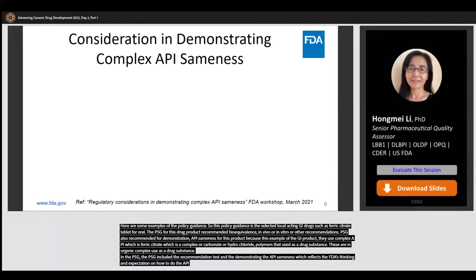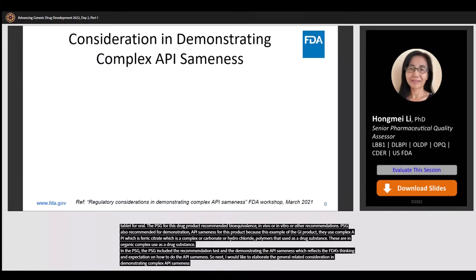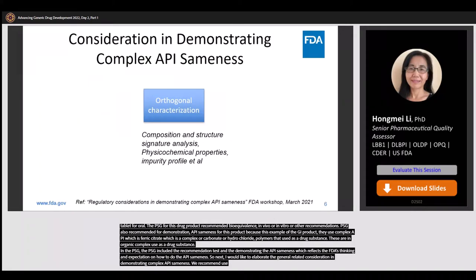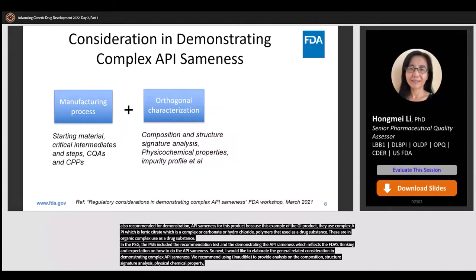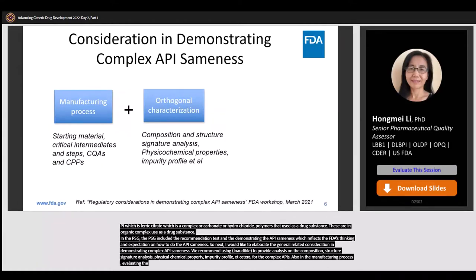So next, I'd like to elaborate on the general regulatory consideration in demonstrating complex API Sameness. We recommend using orthogonal characterizations to provide analysis on the composition, structure signature analysis, physical chemical property, impurity profile, etc. for the complex APIs. Also, in the manufacturing process, evaluate starting material, critical intermediate step, critical quality attributes, and critical process parameters, and then the impact on the complex API's physical chemical properties.